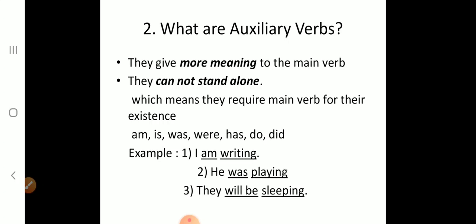For example, I am writing. Here, writing is the main verb while am is the auxiliary verb because it tells us more about the main verb. In the second example, he was playing. Playing is the main verb and was is the auxiliary verb because it tells us when this action took place. It has taken place in the past. In the third example, they will be sleeping. So sleeping is the main verb and will be is the auxiliary verb.